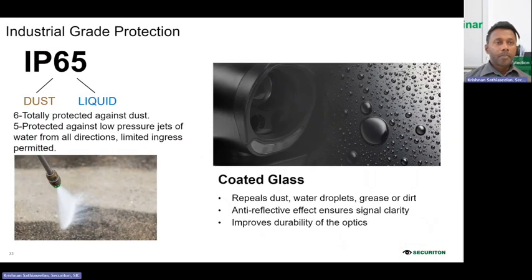Now talking about IP protection, industrial grade protections, we have the IP65 as well as IP66 for the ATEX version. Also to be mentioned here, we have a coated glass that repels dust, water droplets, grease, or dirt. As you can see earlier from the real-time installation, however dusty the environment, the ELIA is still performing at its utmost. This is also anti-reflective, which ensures signal clarity is always there and there are no wrong reflections from the beams. With that, it also improves the durability of the optics.